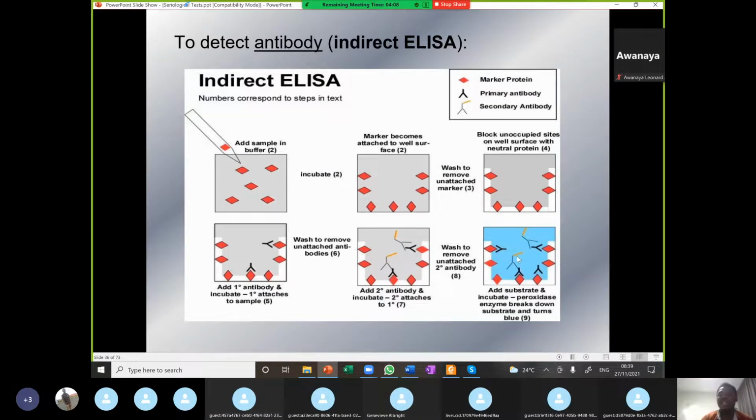Finally, we add a substrate of this enzyme. The substrate will bind to the enzyme, and the enzyme will break down the substrate, and this will result in a color change.